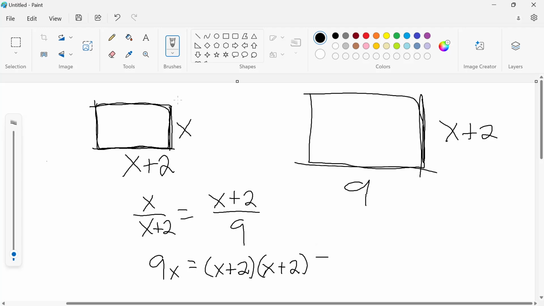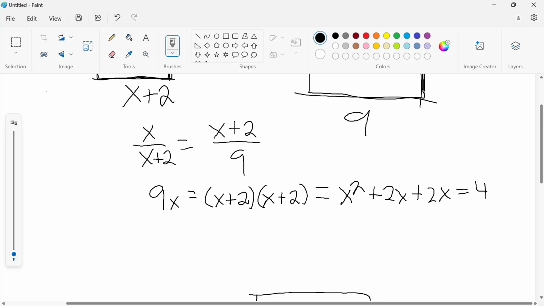And if I FOIL x plus 2 times x plus 2, it's x squared plus 2x plus 2x plus 2 times 2 is 4. So I get 9x equals x squared plus 4x. Oh, it's not minus 4. That's supposed to be a plus 4. Plus 4. And I subtract 9x from both sides.